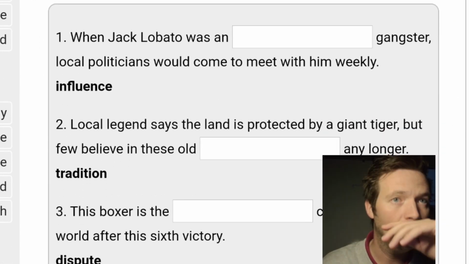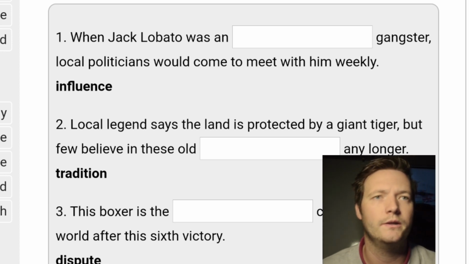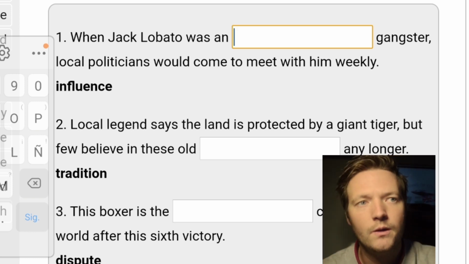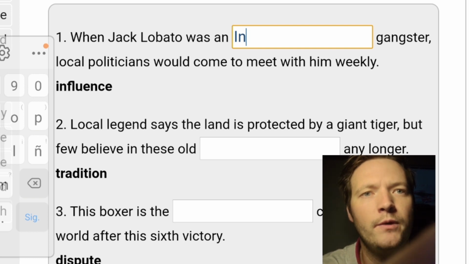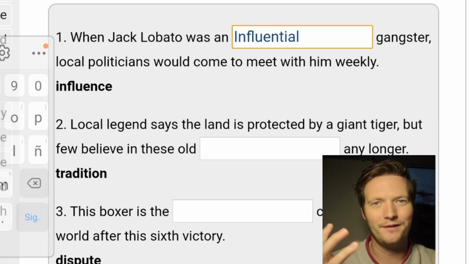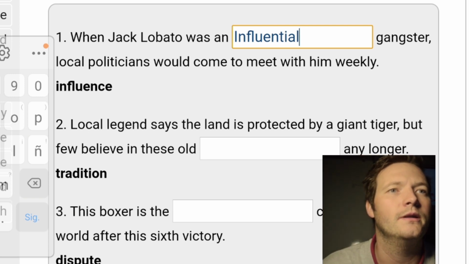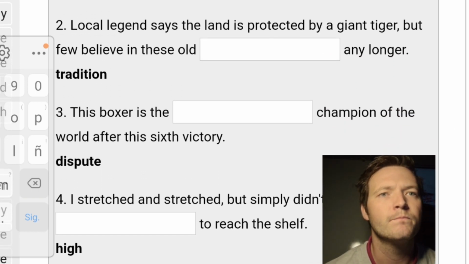Last 8 sentences. When Jack Lobato was an influential gangster, local politicians would come to meet with him weekly. So, okay, you might not know this one particularly. There could be problems here with spelling. When he was an influential gangster, yeah, they would meet with him once a week, the local politicians. Well, there you go. Who would have thought it?